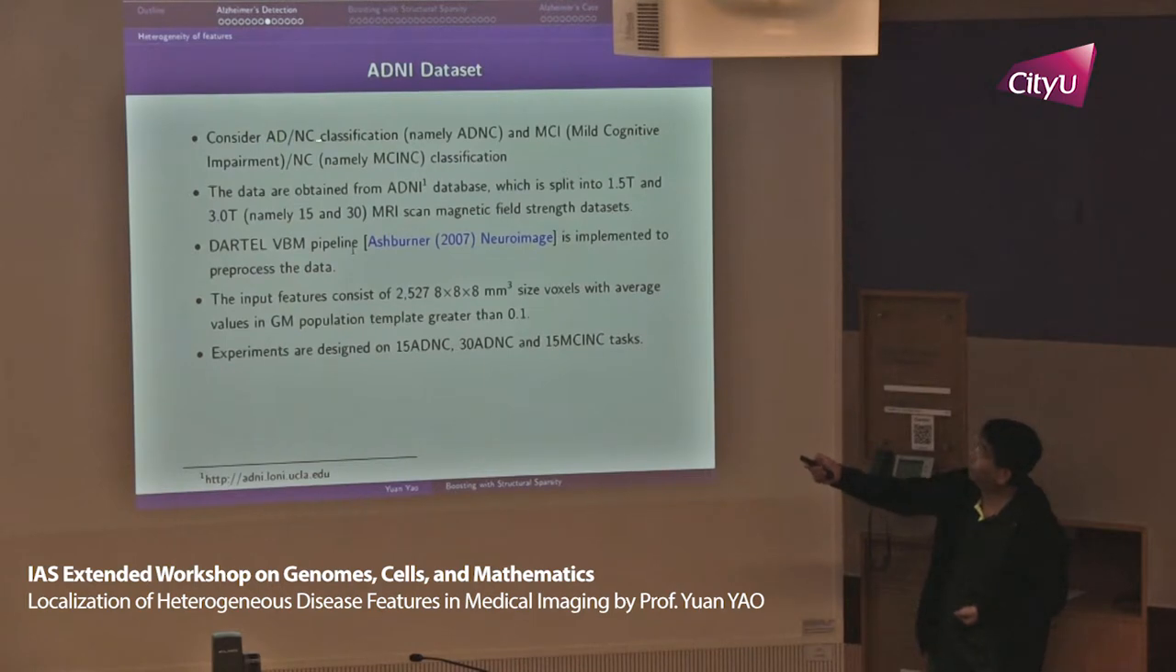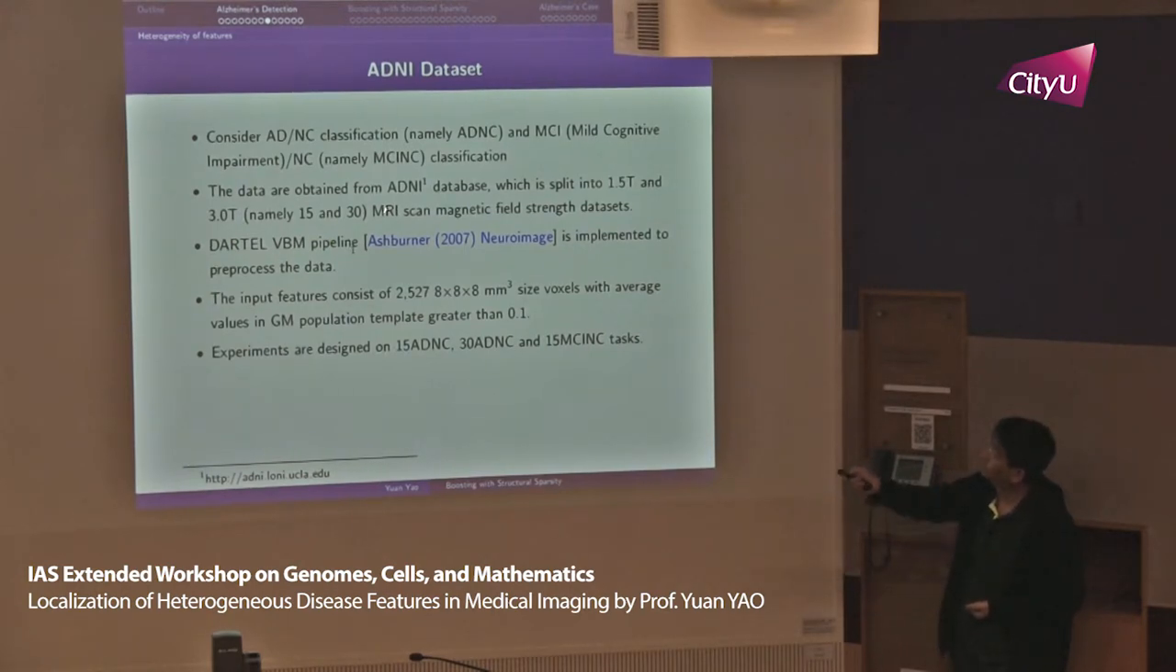And we can do some pair classification, either AD versus NC, that's an easy one. But this one is much harder because MCI is very close to NC. It's difficult to clearly classify which one is MCI, which one is NC. So we regard this classification as a much harder, high noise one. The data set actually has either 1.5T MRI or higher resolution 3.0T MRI, and we use 15 or 30 to represent these. We use the standard neuroimaging pre-processing.